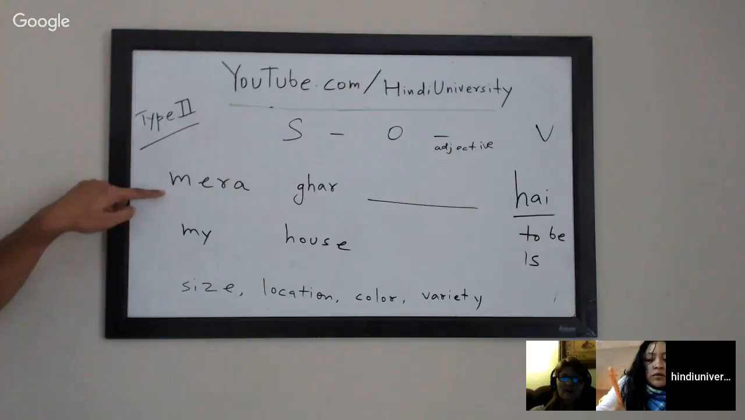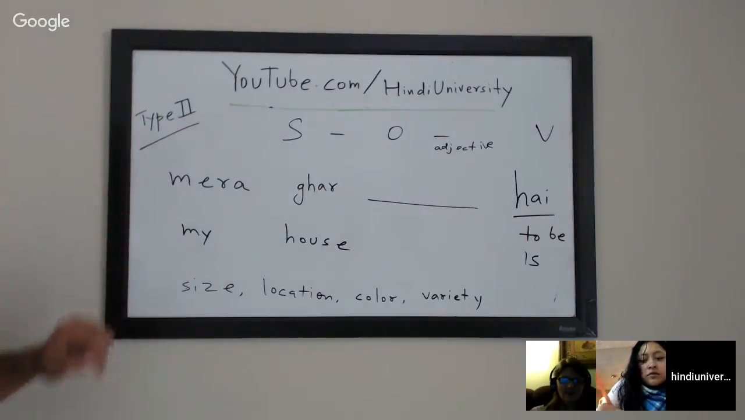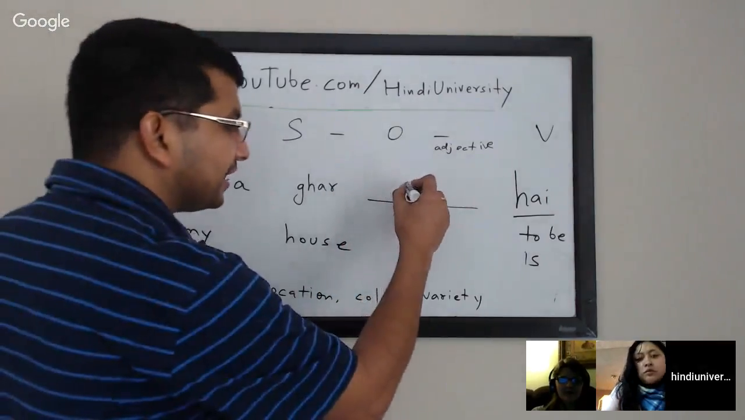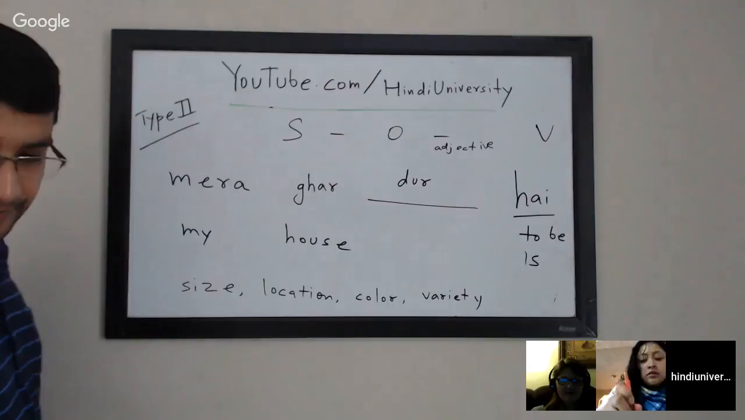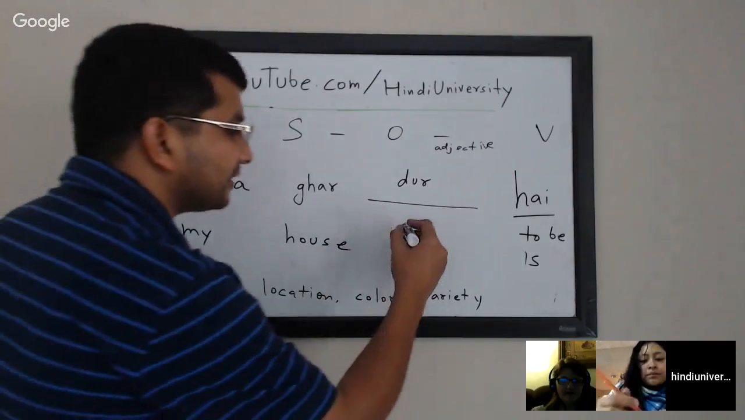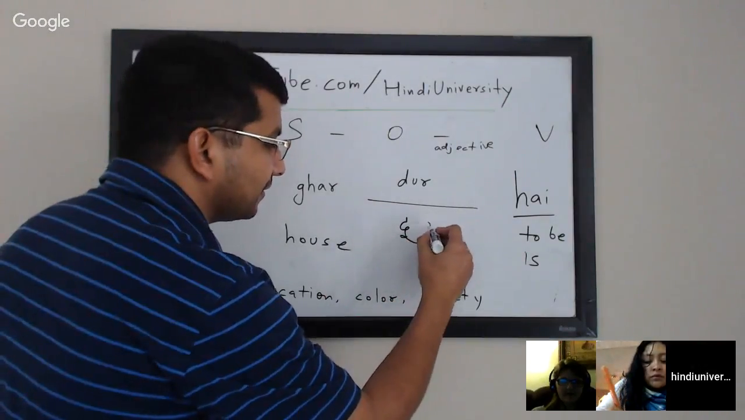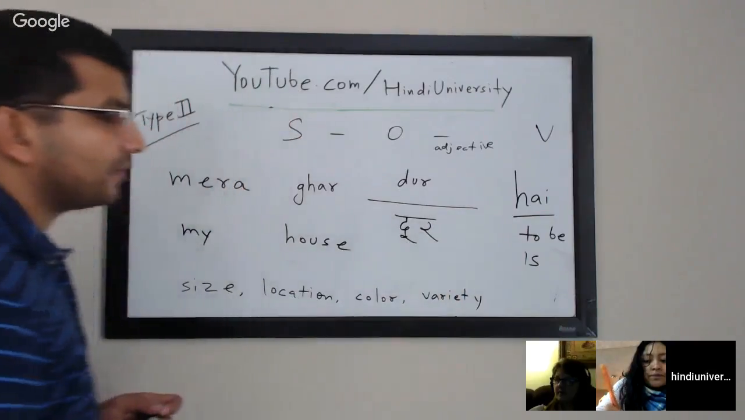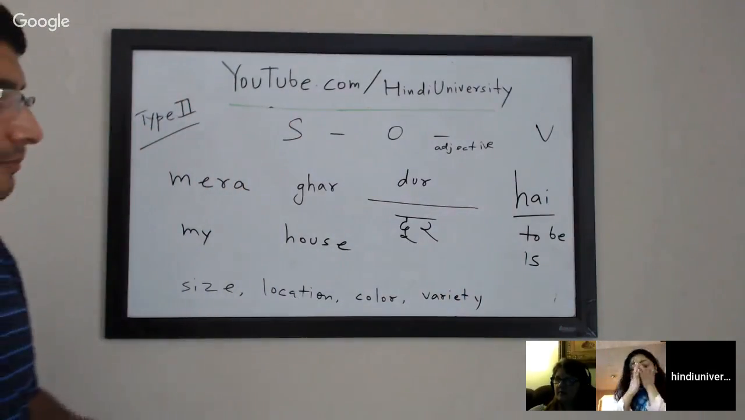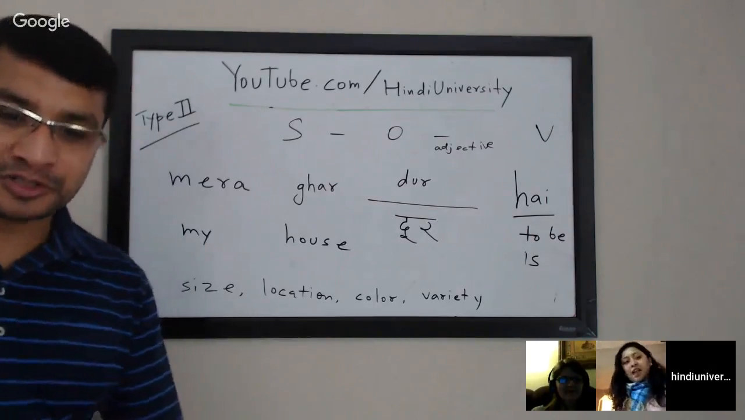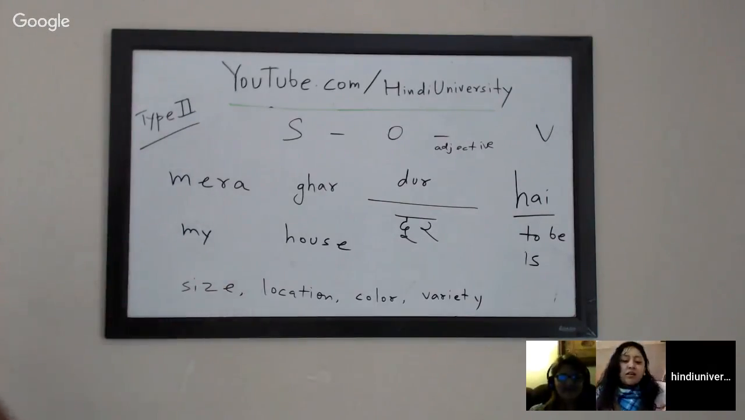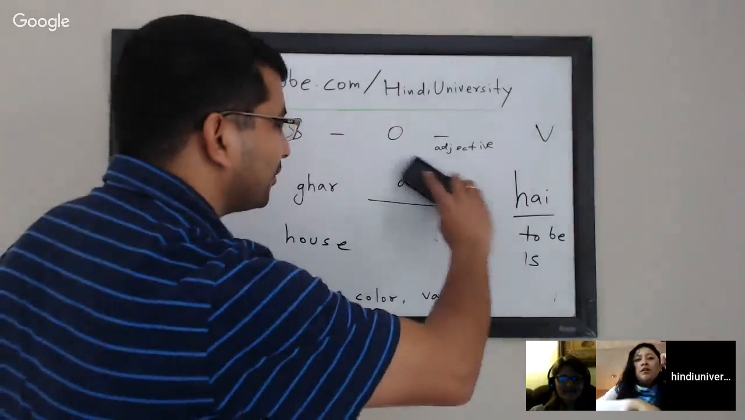मेरा घर दूर है. My house is far. Okay. So when you're saying about it, you will say my house is far. मेरा घर दूर है. Okay. And दूर is nothing but far. Okay. मेरा घर दूर है. Now you can pretty much make an essay out of it about your house if you know how to use this thing properly. Keep going. You're doing a good job.